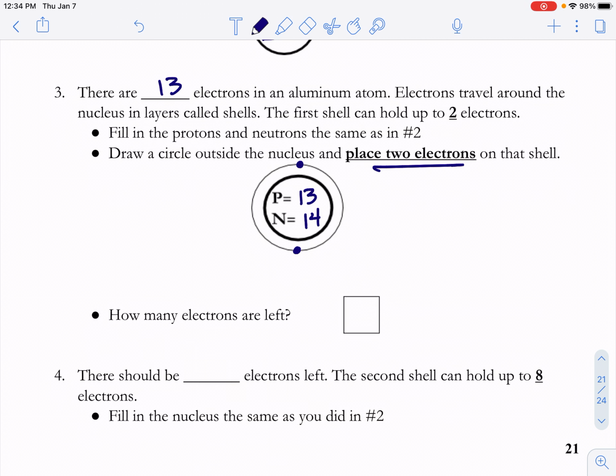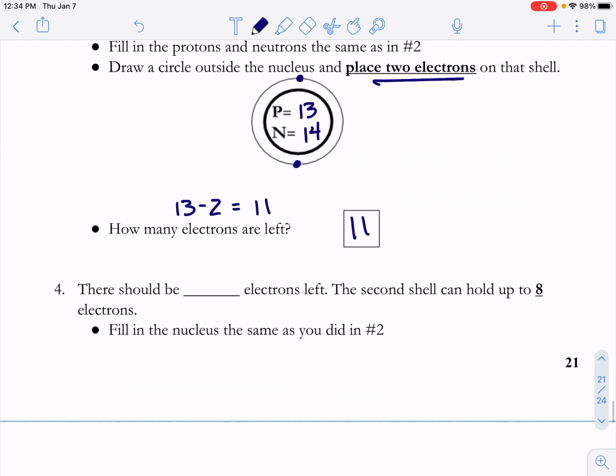Next thing, how many electrons are left? You're wondering what that's asking. I've already placed 2 electrons down. If I think about my total amount of electrons that I had to start with, I had 13, right? And I've used 2. So that means I have 11 left to place. Let's put 11 left in that box. That'll be the same thing for number 4. There should be 11 left.